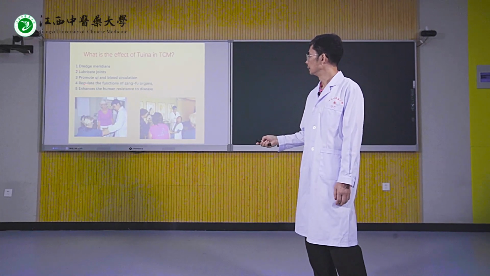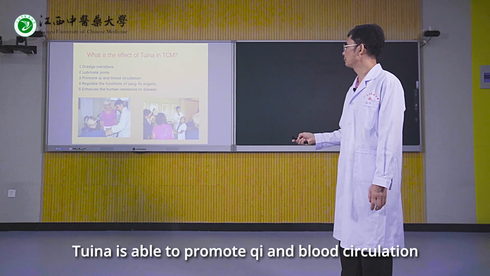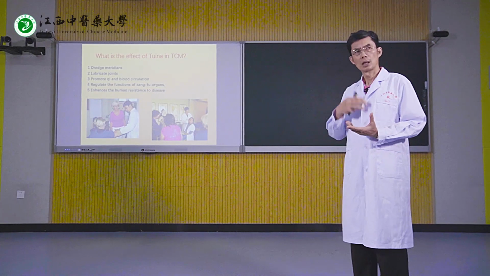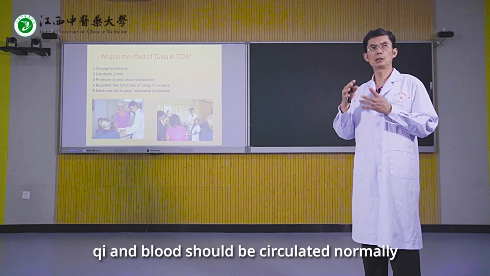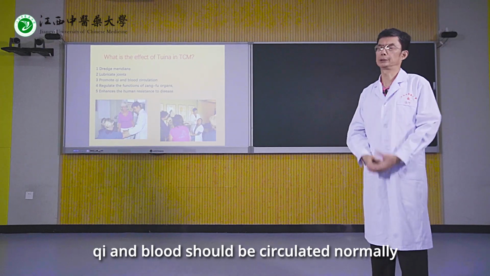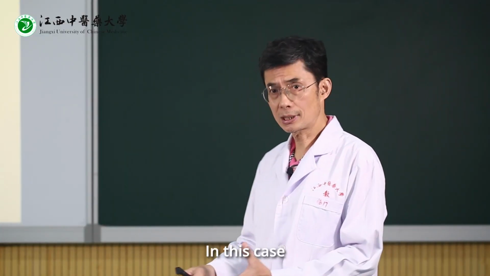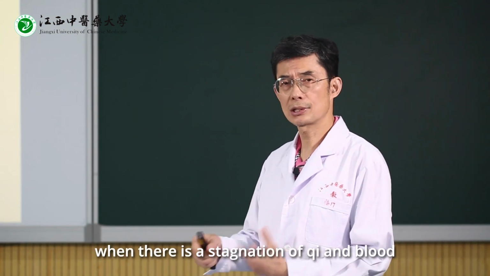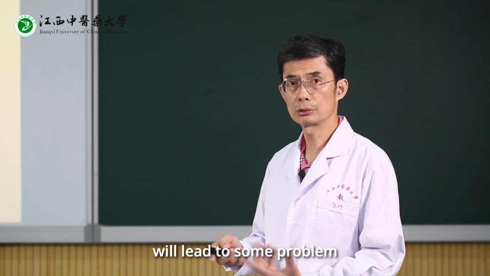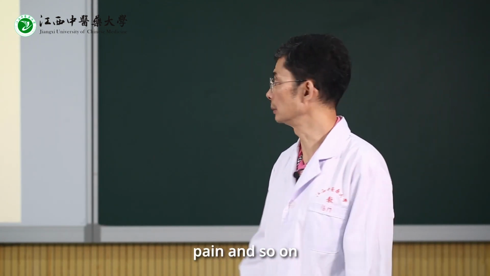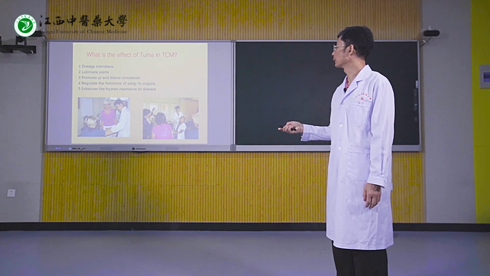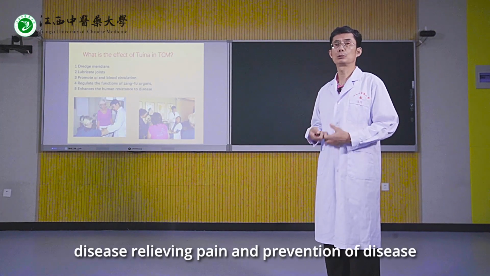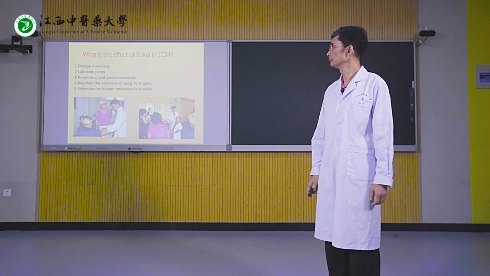Number 3, trainer is able to promote qi and blood circulation. Chinese medicine considers that in our body, qi and blood should circulate normally and freely. In this case, there is no problem and our body is healthy. Otherwise, when there is stagnation of qi and blood, it will lead to problems, diseases, pain, and so on. Trainer is able to promote qi and blood circulation, which helps relieve disease, relieve pain, and prevent disease.